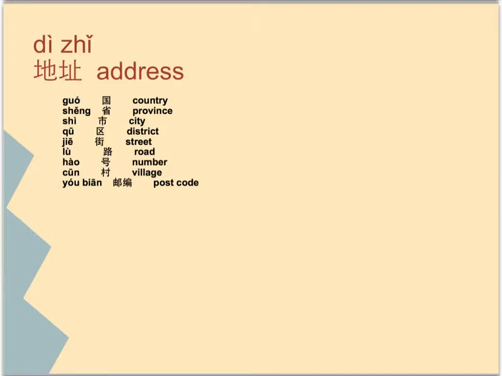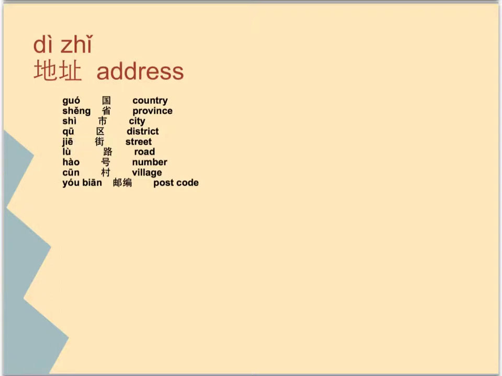地址, address. 国, it means country. 省, province or state. 市, city.